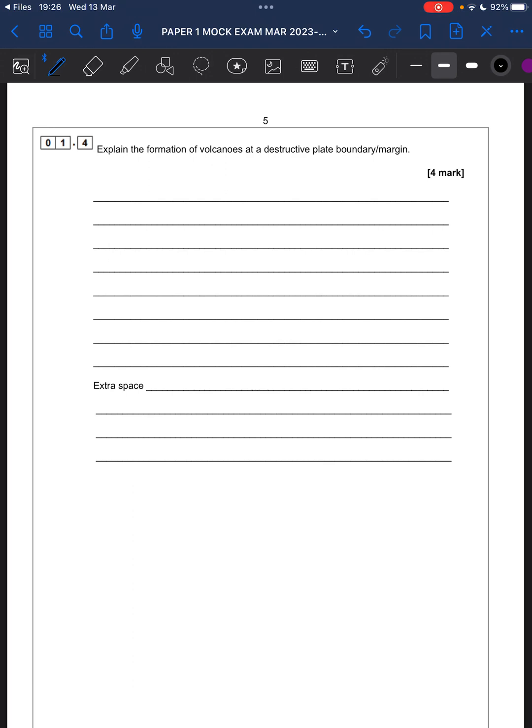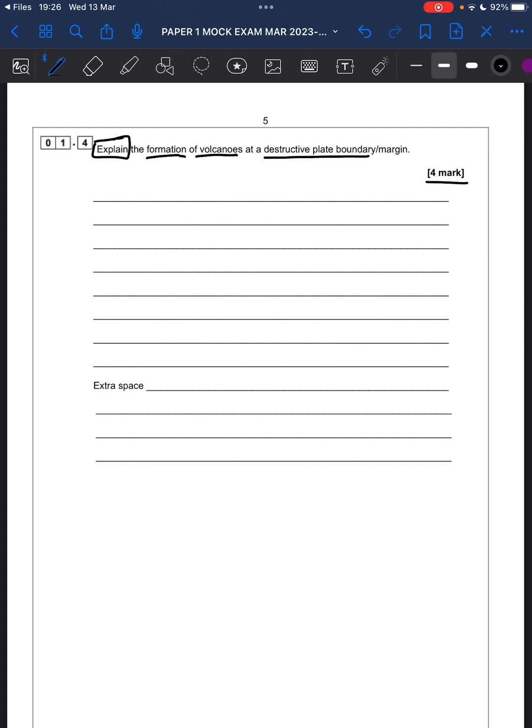Have a pause. Okay, so when I'm looking at this, first of all, I'm thinking that my command word is explain. So I've got to show some understanding. Formation of volcanoes at destructive plate boundaries.